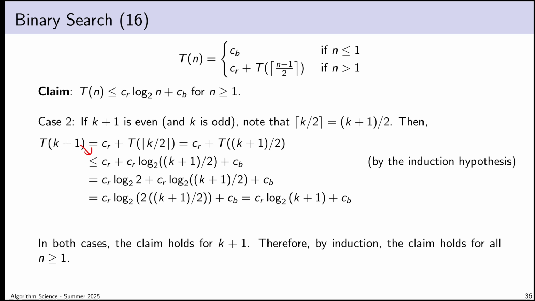Okay, so that means that t of k plus 1 is less than or equal to this thing. And I again do basically the same gimmick as before. And so I say, okay, that's equal to CR times log base 2 of 2. And on the next line, I combine all the logs together. So I just factor out the CR and combine them together. I can then cancel out the 2, and there's my log of k plus 1. Okay, so then I've got t of k plus 1 is less than or equal to CR times log of k plus 1 plus CB.